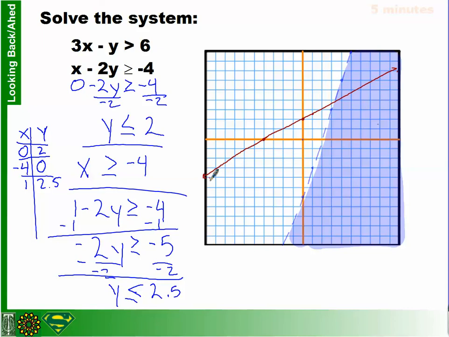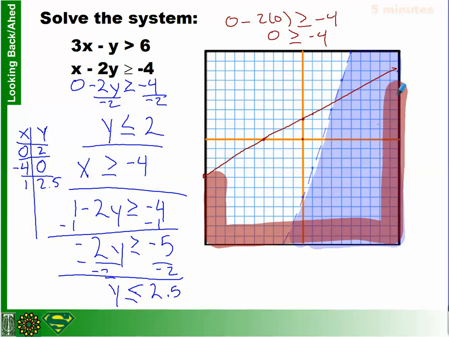I'm going to take 0, 0 and plug it in. So I'll have 0 minus 2 times 0 is greater than or equal to negative 4. So 0 is greater than or equal to negative 4. Is that a true statement? Yeah. So I know that 0, 0 is in the shaded region. So I will have to shade this part of the graph.